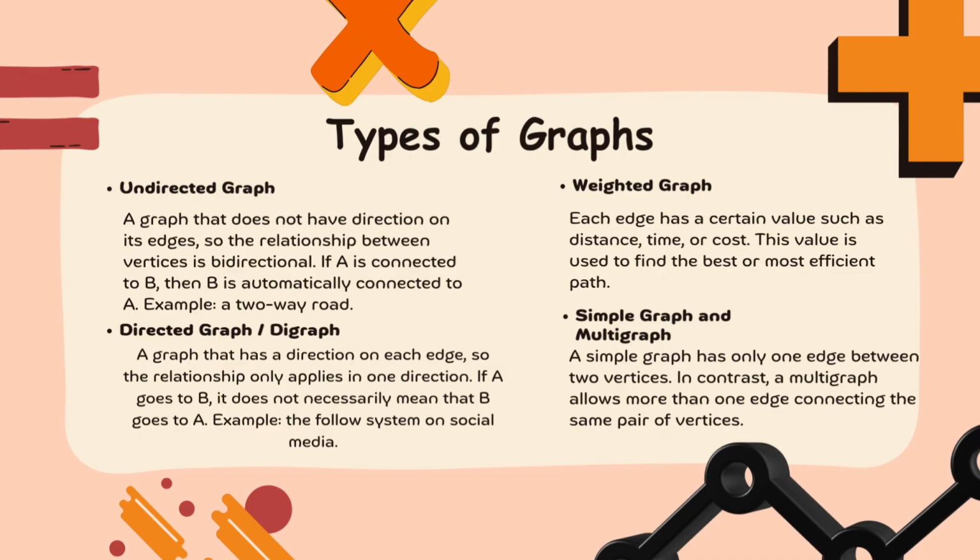3. Weighted graph. Each edge has a certain value such as distance, time, or cost. This value is used to find the best or most efficient path. 4. Simple graph and multigraph. A simple graph has only one edge between two vertices. In contrast, a multigraph allows more than one edge connecting the same pair of vertices.